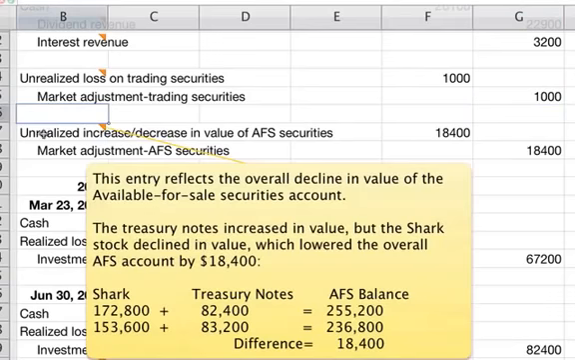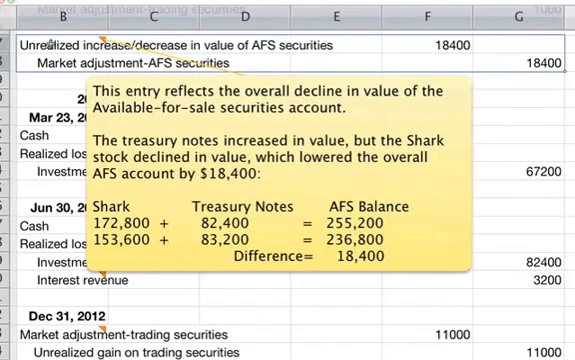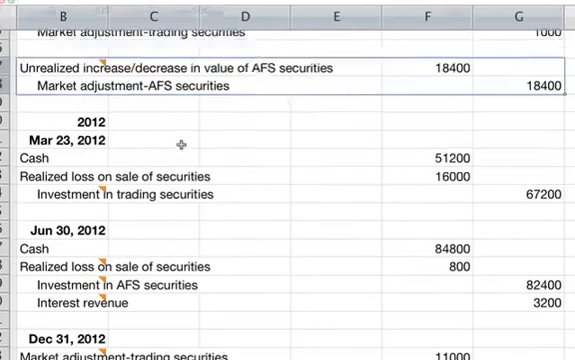And then for the available for sale accounts, you have an unrealized decrease in value. This entry reflects the overall decline in value of the available for sale securities account. The Treasury notes increased in value, but the Shark stock declined enough in value that it lowered the overall AFS account by 18,400. So as you can see, if you add the costs together, they were at 255,200. At the end of the year, you had a total AFS value of 236,800. That's a difference of 18,400, and that's how you get this value right here.